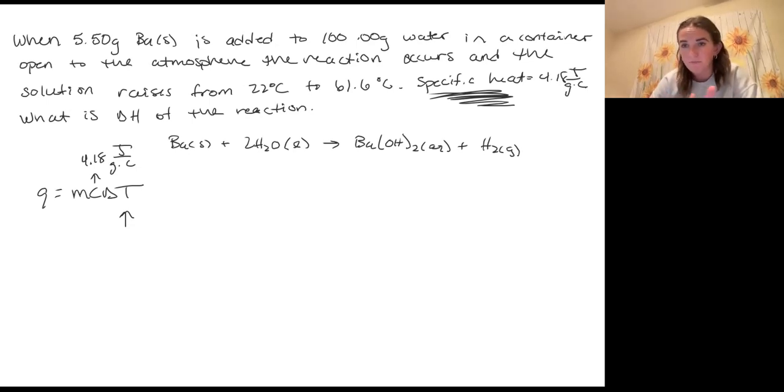Awesome. Perfect. So we got both points in there. So this is 61.6 minus 22. We want final minus initial always. So 61.6 is our final. It starts at 22.